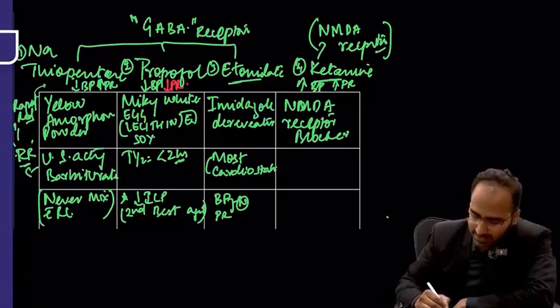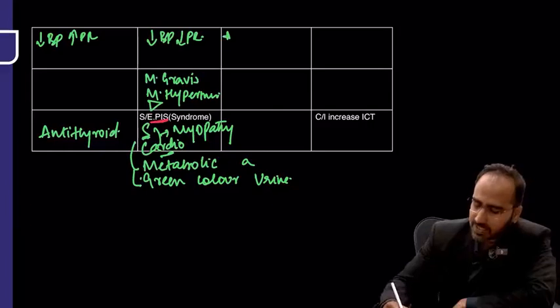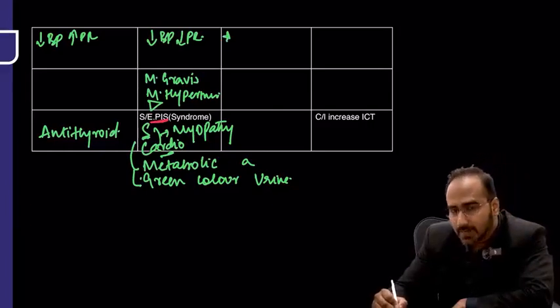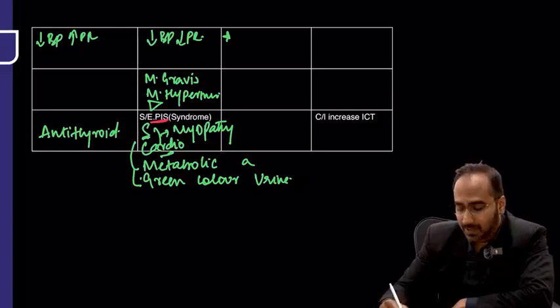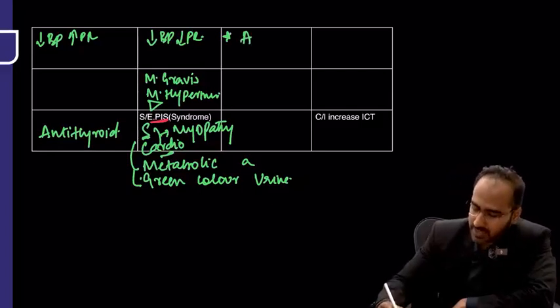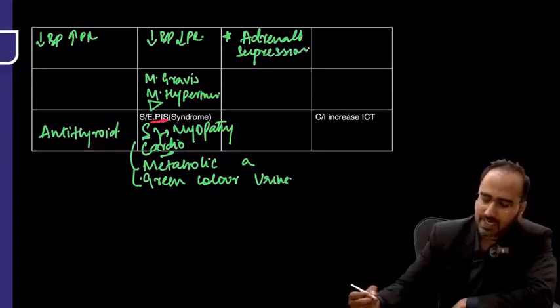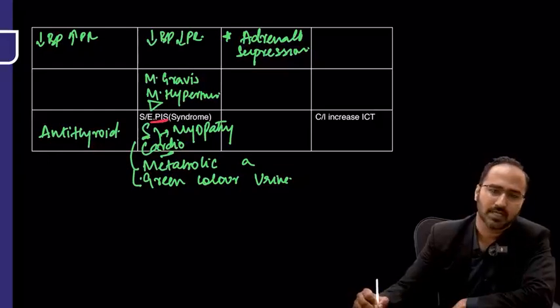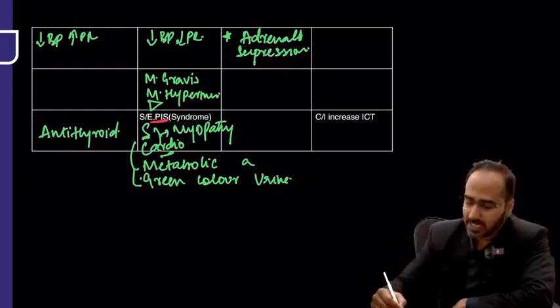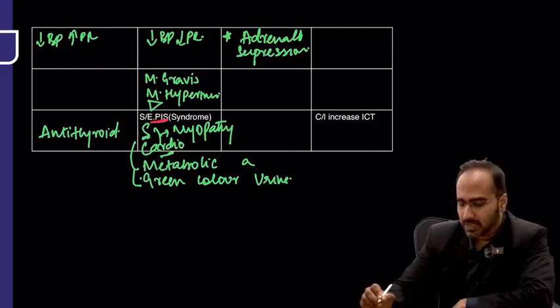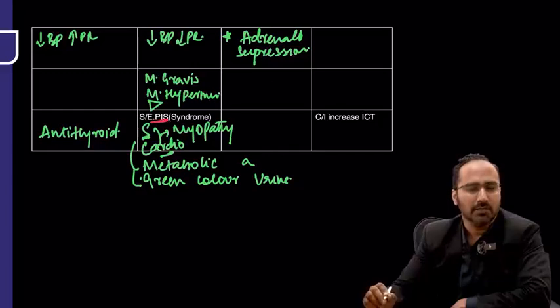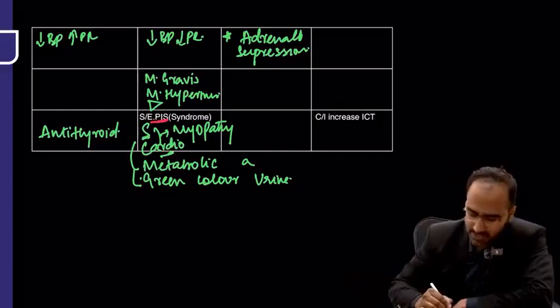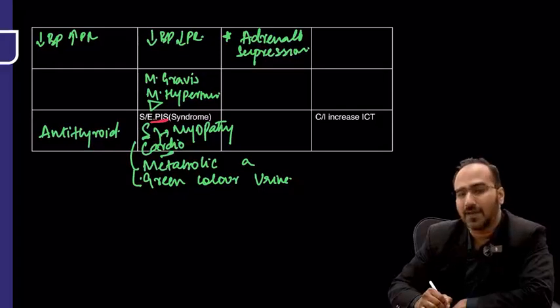But it has some side effect. What is the side effect of etomidate? On long-term infusion of etomidate, it will cause what? It will cause adrenal suppression. This is very, very important, guys. Long-term use of etomidate can cause adrenal suppression and deterioration of the patient's health. So etomidate has this side effect, but the good effect is that it is a cardio-stable IV induction agent. Those are the points of IV induction agents that we need to remember.